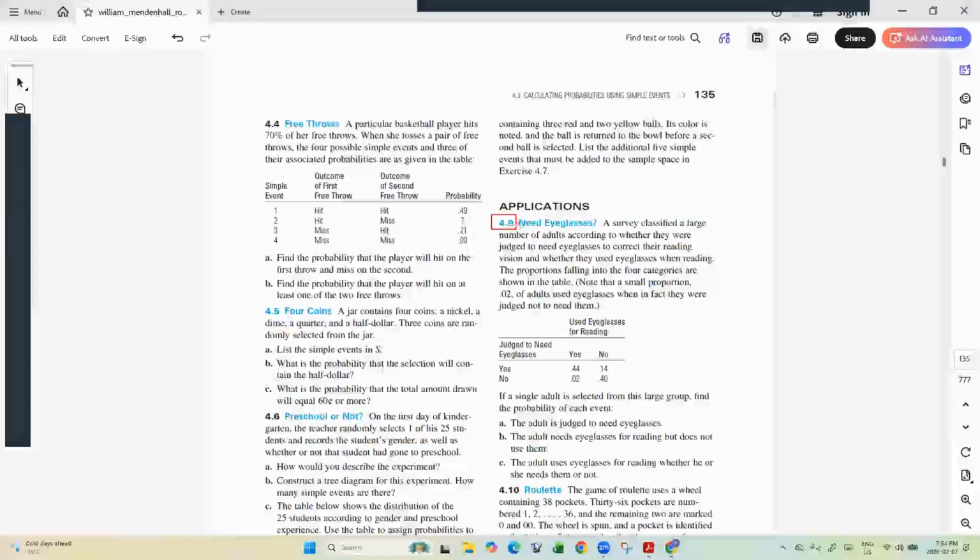Exercise 4.9. A survey classified a large number of adults according to whether they were judged to need eyeglasses to correct their reading vision and whether they used eyeglasses when reading. The proportions falling into the four categories are shown in this table. If a single adult is selected from this large group, find the probability of each event.